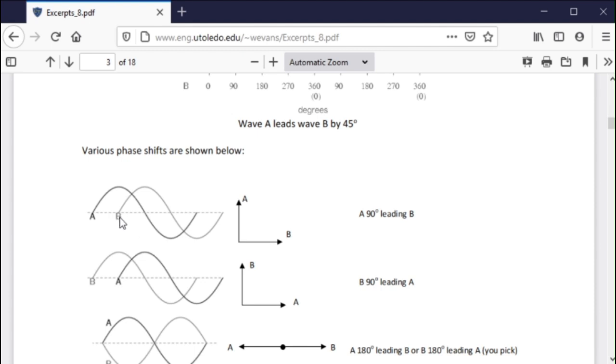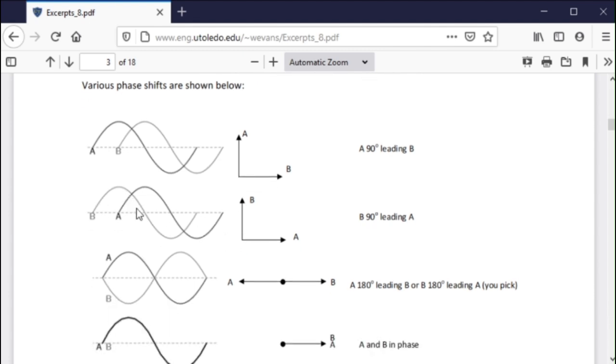So here would be a waveform where A leads B by 90 degrees. A is at its peak, while B is just starting up from 0. So the difference between this peak and this peak is 90 degrees. So when this one's going from its peak to 0, this one is at its peak. So that's a 90-degree change.